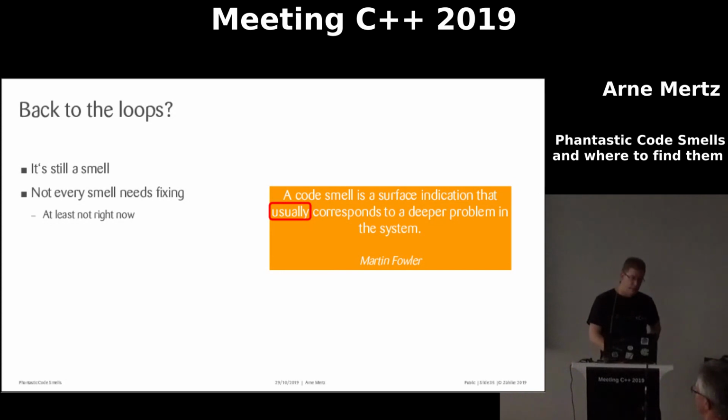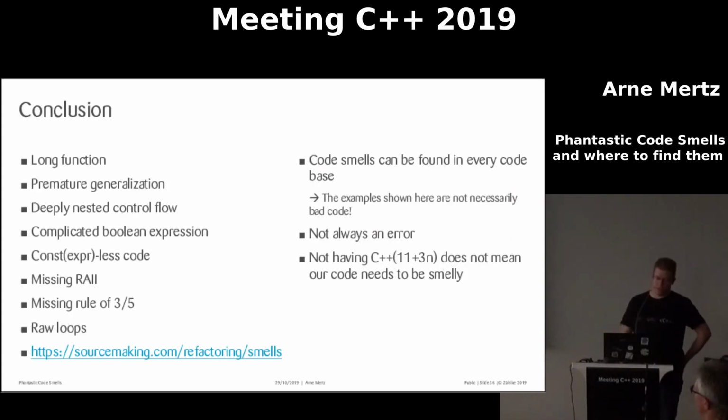So this was basically more or less an introduction to code smells. We had the long function, we talked about premature generalization, deeply nested control flows, complicated Boolean expressions, const expression-less code. Well, the more general smells, many of them can be fixed by factoring out functions, factoring out variables, giving them meaningful names, factoring out classes. The C++ smells, not so much.